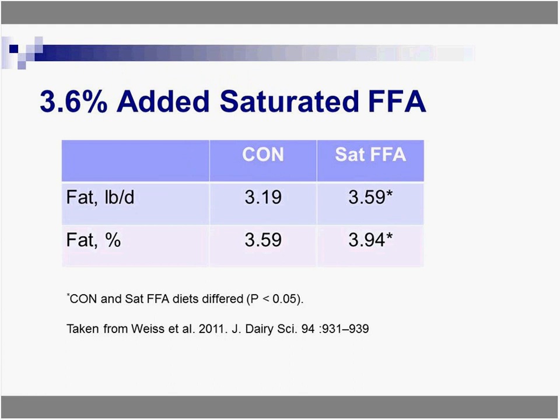Well, let's look at an example published in 2011, where 3.5% of saturated fatty acids were added to the diet, on top of 3% in the basal, for 6.5% total, and milk fat went up. So in the previous example, 6.5 caused it to go down. In this example, 6.5 caused it to go up. What's the difference here? The main difference is this is saturated. The previous example was unsaturated.